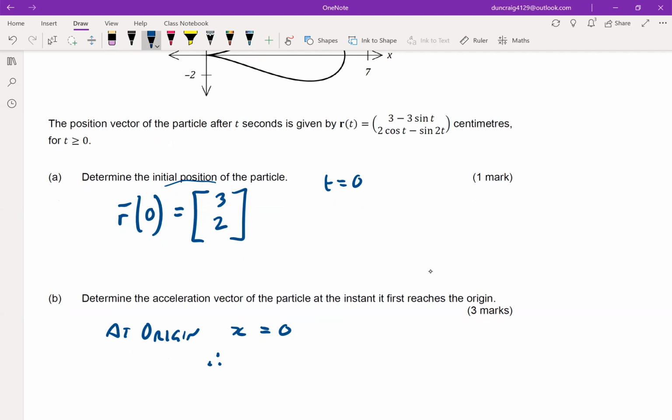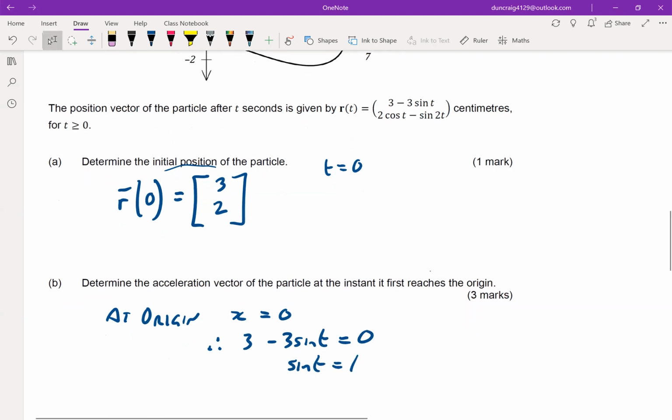So therefore, 3 take 3 sine t is equal to 0. That means sine t is going to equal 1, and so t is going to equal pi on 2 to get us that particular value. So at pi on 2 seconds is when it's first going to reach the origin. And actually, sorry, let's just confirm that.